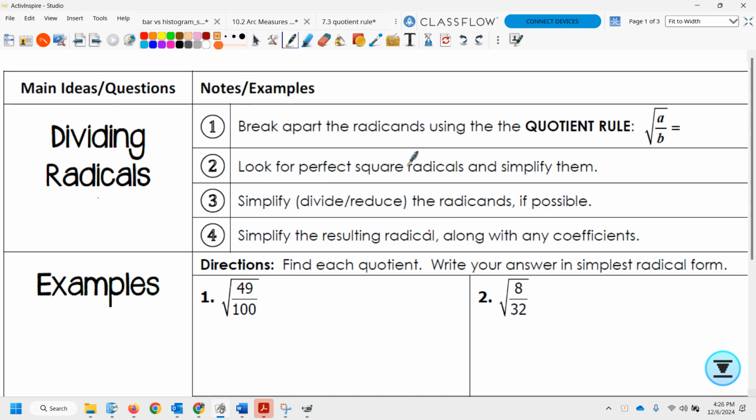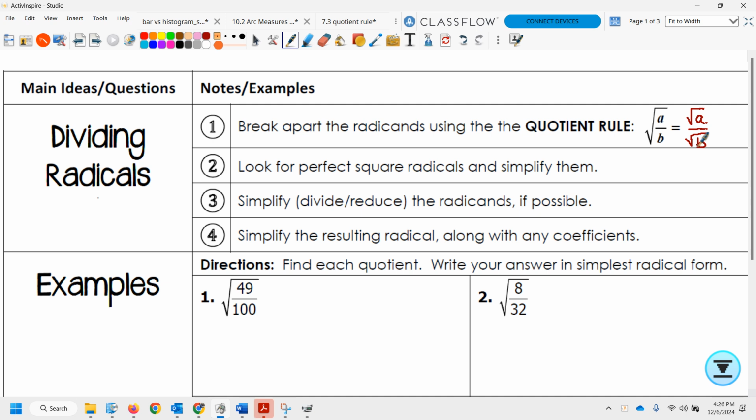All right. So first thing I want to talk about is the steps. The first thing you want to do is break apart the radicand using the quotient rule. So when I break apart the square root of a over b, I get the square root of a over the square root of b. Then we're going to look for perfect squares and simplify them. We're going to divide or reduce the radical if possible, and then simplify any resulting radicals along with any coefficients. We're actually not going to be having any exponents in here. So this shouldn't be terribly difficult.